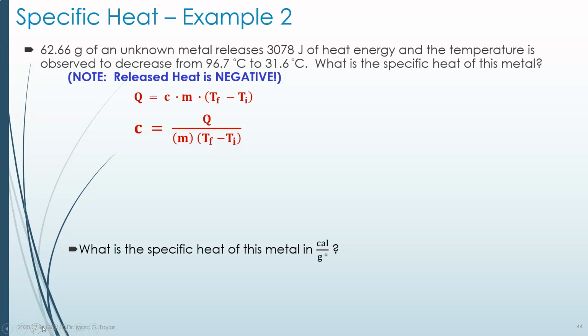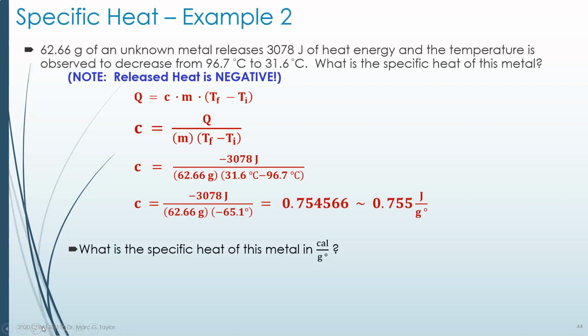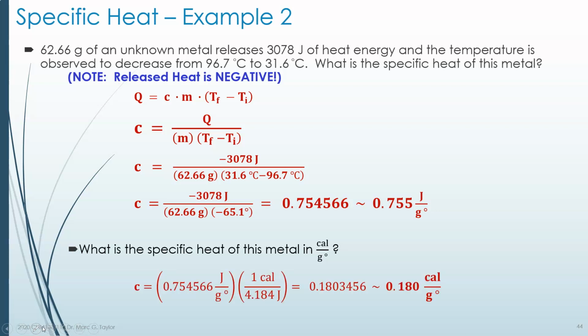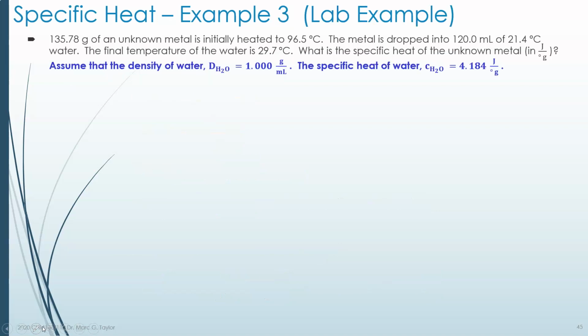So we'll start with the equation. You can solve for C because you're being asked for the specific heat, and then it's a matter of plugging in the numbers, and you end up with 0.755 joules per degree gram, which is a pretty typical number for a metal. If you wanted to convert that to calories per degree gram, again, you use that 4.184 conversion factor, only you have to put it on the bottom. The joules will cancel, the calories will replace the joules, and you'll end up with 0.180 calories per degree gram.